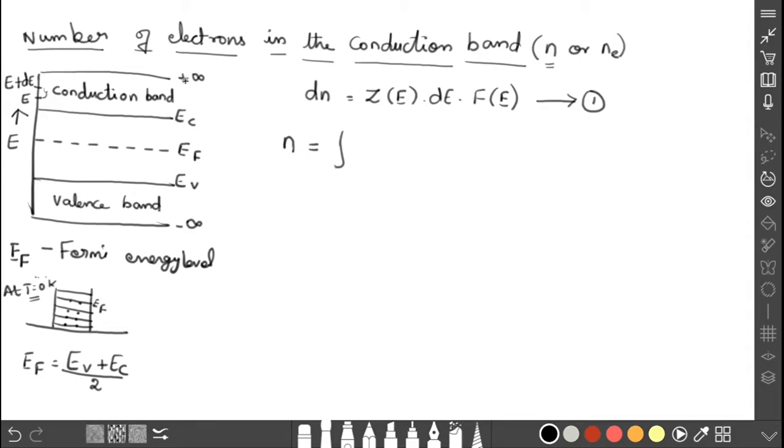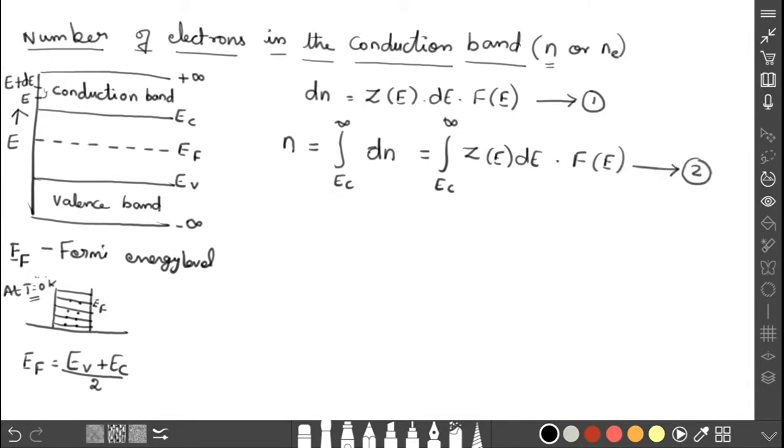The band in between EC to infinity. So EC to infinity is EC to infinity, and then Dn, which is equal to the integral from EC to infinity of Z of E into DE, that is the value of Dn, so Z of E into DE into F of E. So these are the steps we are going to follow. This is equation number 2.